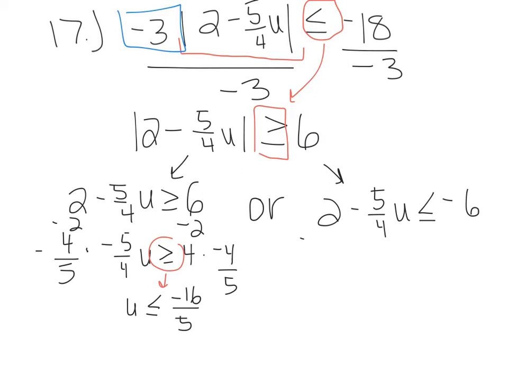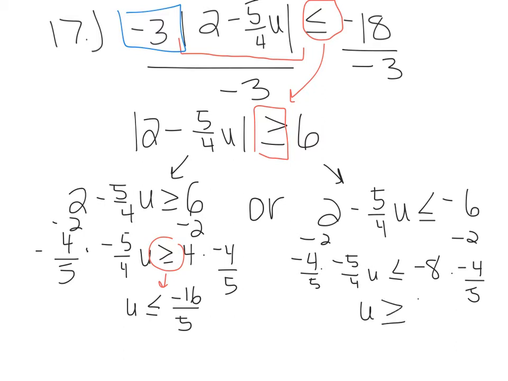In the next one, I'll subtract 2 from both sides to get -5/4 u is less than or equal to -8. And then I'll multiply both sides by -4/5 to give me u is greater than or equal to 32/5. Again, I flipped my symbol because I multiplied by -4/5.